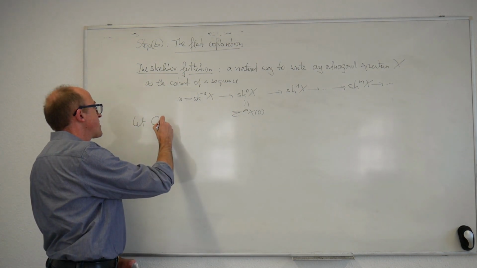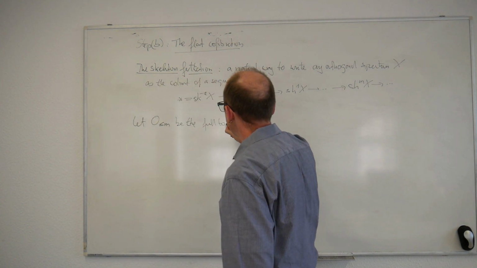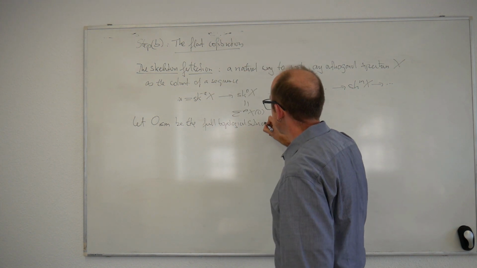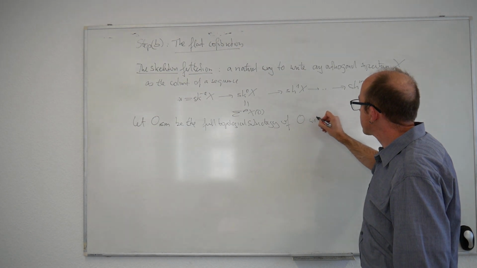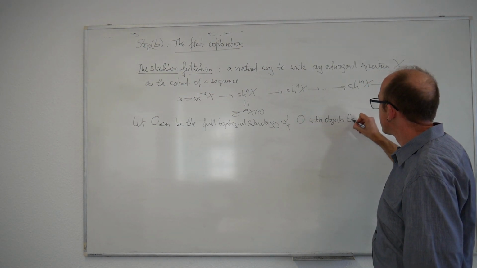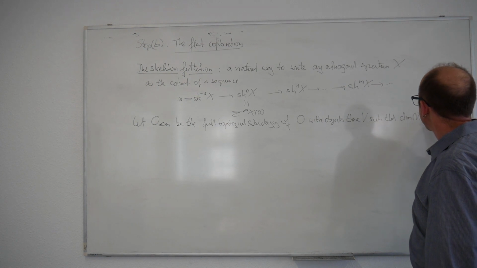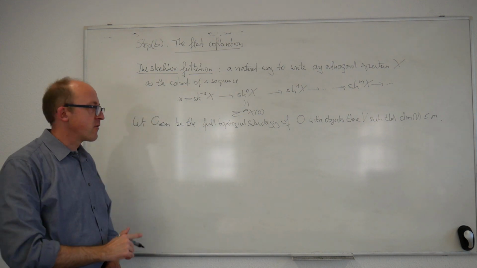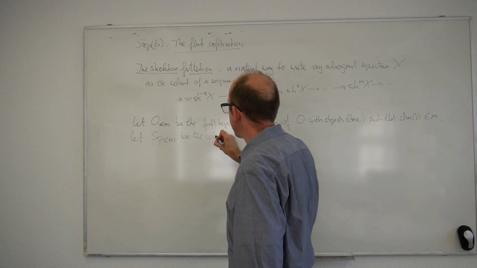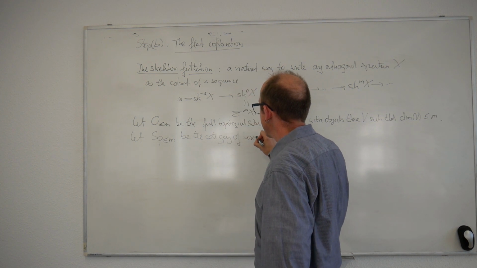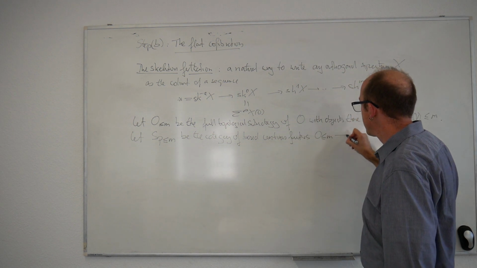We consider a topological category, O less than or equal to M. So let this be the full topological subcategory of O, so this is the indexing category for orthogonal spectra, with objects those inner product spaces V such that the dimension is at most M. And then we can look at a truncated version of orthogonal spectra, Spectra less than or equal to M. Here this is the category of based continuous functors from O less than or equal to M to based spaces.